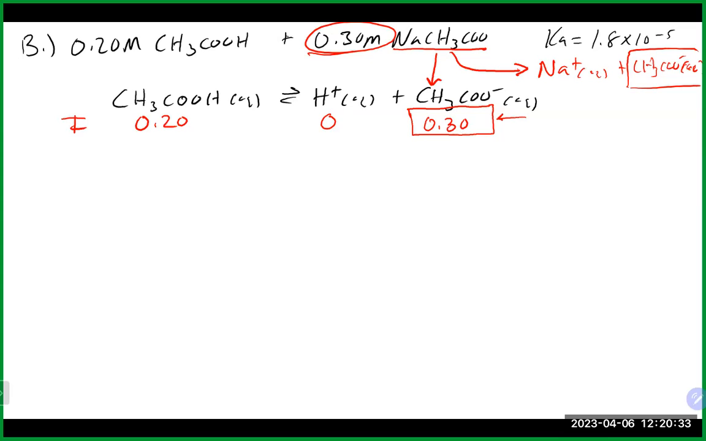And that is because sodium acetate, when it breaks apart into sodium ions and acetate ions, has a one-to-one relationship between sodium acetate and acetate, which means the concentration is the same for both of those. If I left that at 0 and did not do that, which is a common error that lots of people make, am I actually doing this common ion problem?